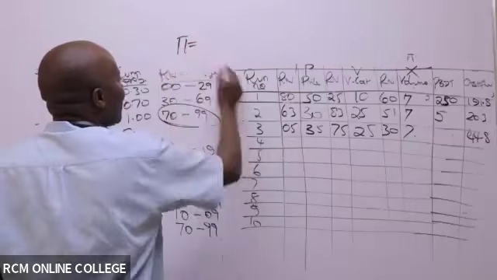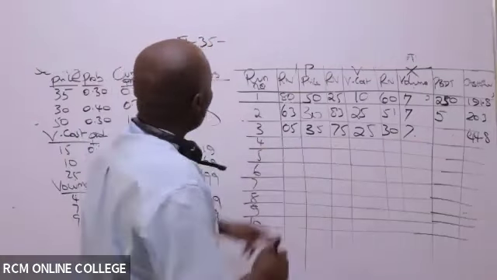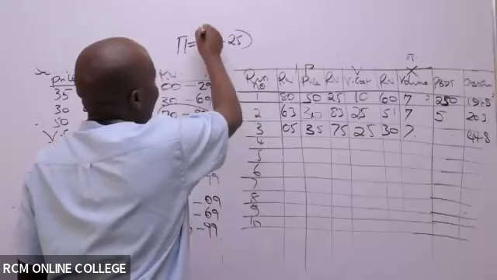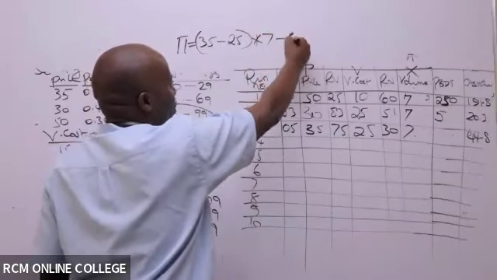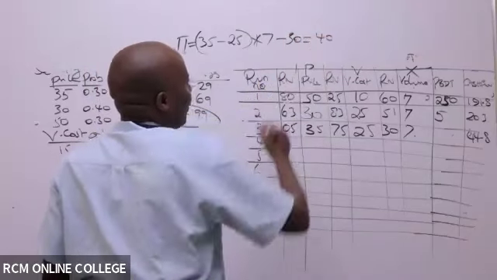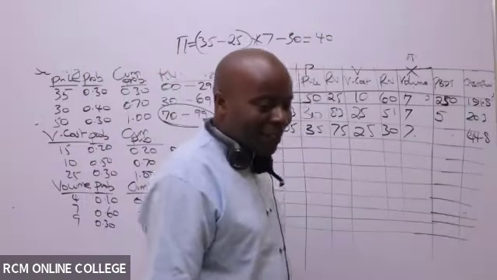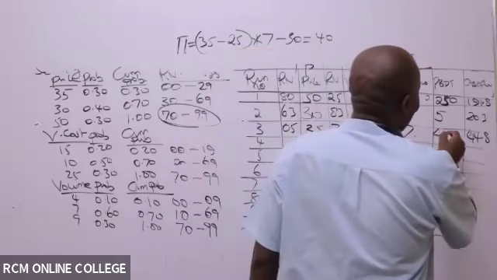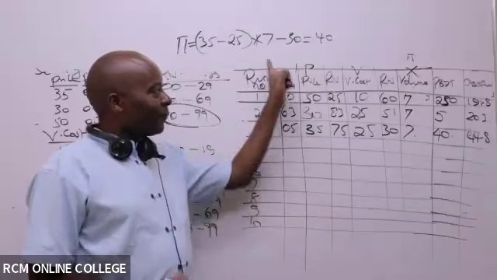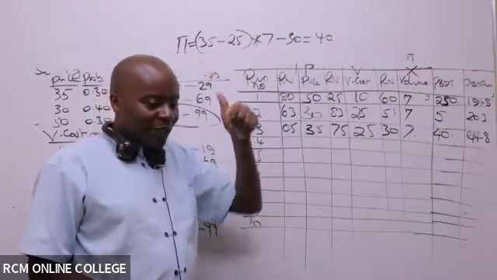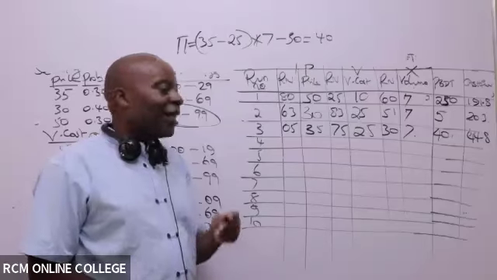Then I'll come and get my profit here, which is price 35 minus variable cost, which is 25. Whatever I get, I multiply with x, which is quantity, which is 7, minus our fixed cost, which is the same. So will this one here give us 40? Is it 40? Yeah, already I can see. Yeah, thank you so much.